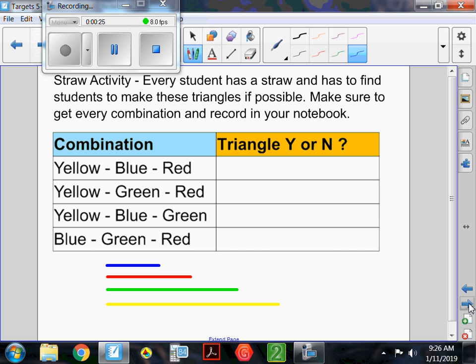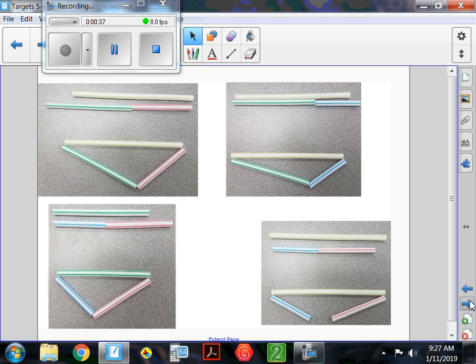In class, we did an activity with some straws: blue, red, green, and yellow straws. And we had students walk around the room to try to form triangles. So I did that and took pictures for you. With 4 different straws and 3 sides at a time, we're able to form 4 different combinations. And you can see in the pictures that the top 2 and the bottom one on the left all form triangles, but the bottom one on the right does not.